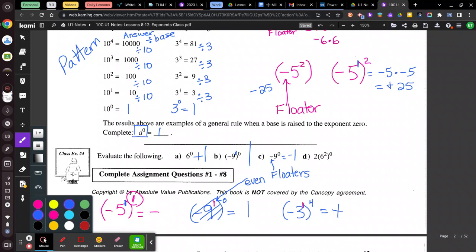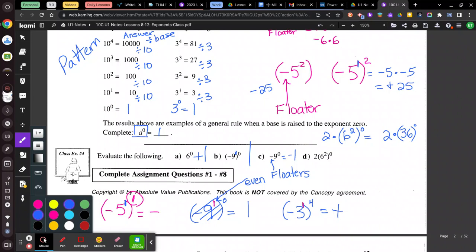Now, the next one's a little bit of a mind trick as well. So you've got a whole bunch of things multiplying in. When things are sitting side by side, they mean multiplying. So this, if I were to expand it, means 2 times 6 squared all to the 0. Now, 6 squared, what would 6 squared become? If we use BEDMAS, we're solving inside the bracket. What would 6 squared become? 36. So this is actually 2 times 36 exponent 0.